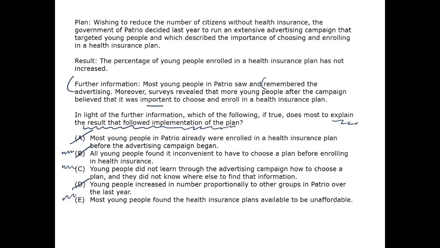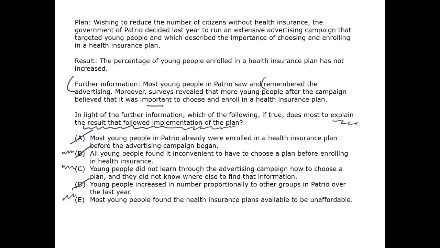C, on the other hand, is a great explanation. If the youngsters never learned how to enroll, they couldn't possibly do so. E looks good too. If the youngsters couldn't afford to enroll, they couldn't possibly do so. Between C and E, one is objectively better, once again.